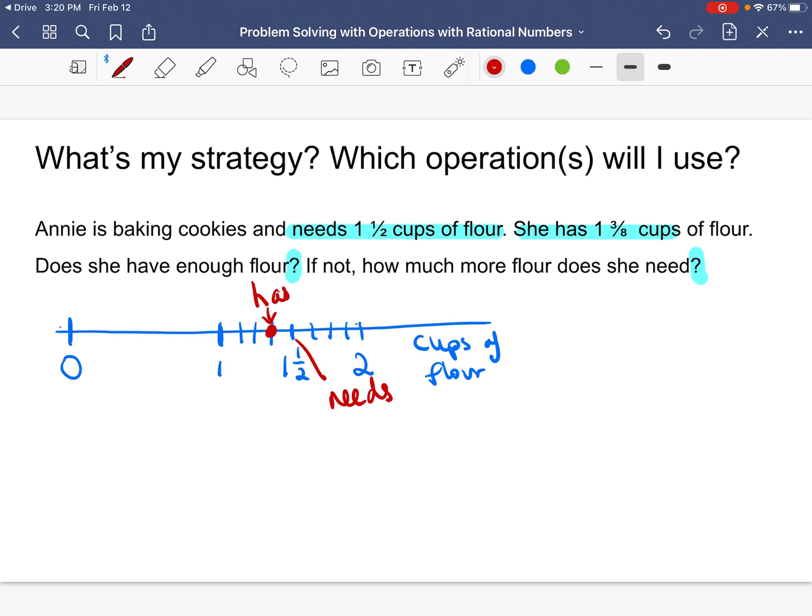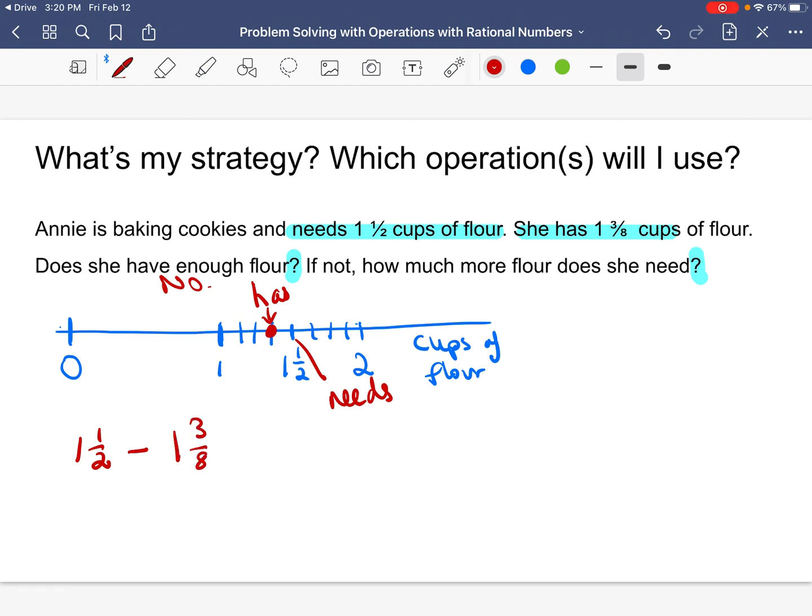So now I can see that she does not have enough flour. So the answer there is no. And if not, how much flour does she need? And my strategy is that I am going to subtract what she has from what she needs. And she needs 1.5 cups. I'm going to subtract 1 3/8 cups.